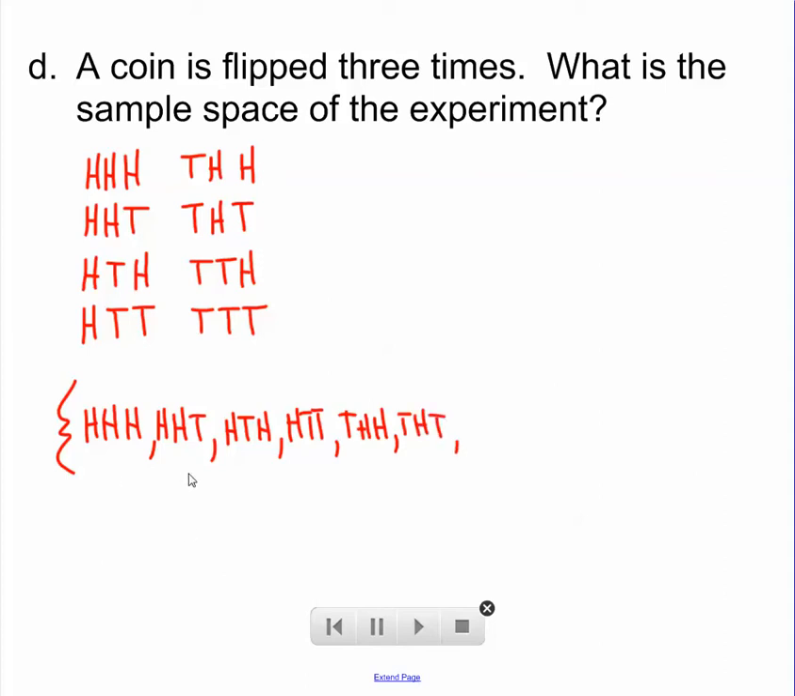Heads, heads, heads, heads, heads, tails, so on and so forth. That is the sample space. Sample space is another phrase for all the possible outcomes. Sample space is all possible outcomes.